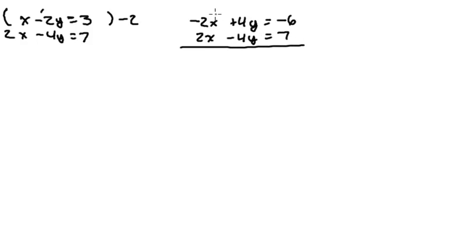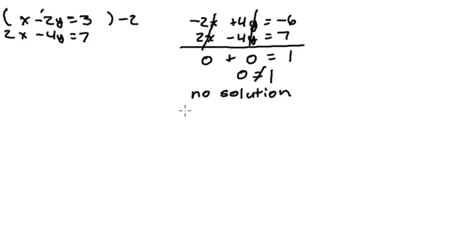Now look what happens when I add. These cancel out, but so do these. And negative 6 plus 7 is 1. I get 0 equals 1. Well, no it doesn't. 0 does not equal 1. And since 0 does not equal 1, I get no solution.